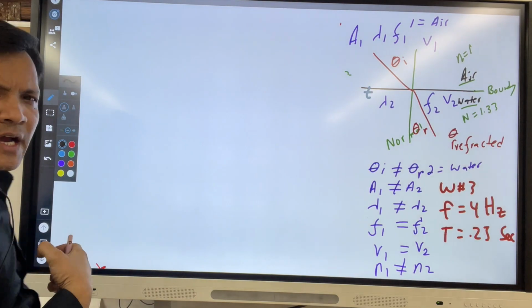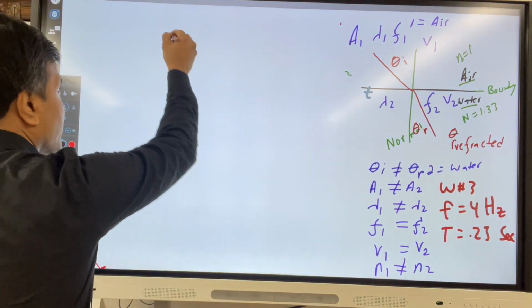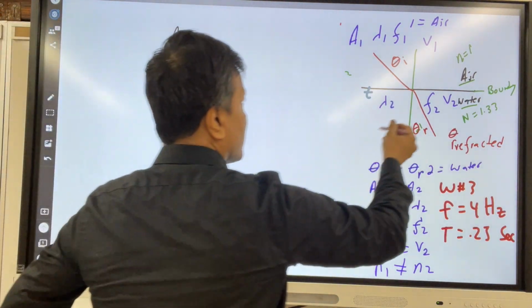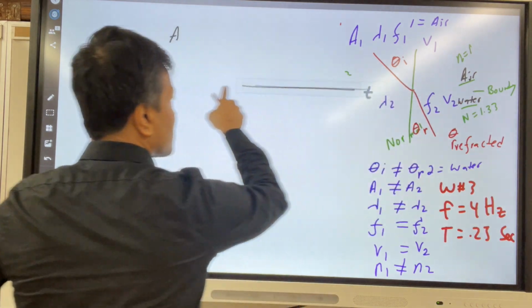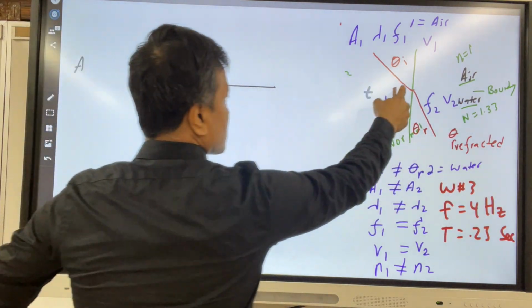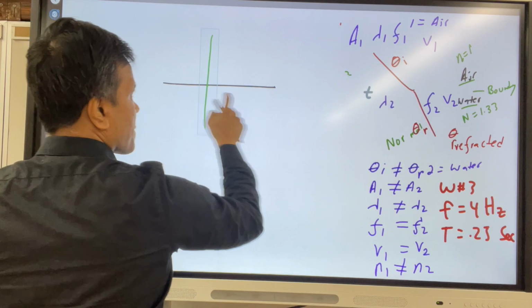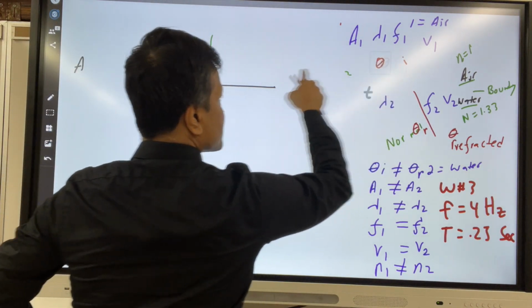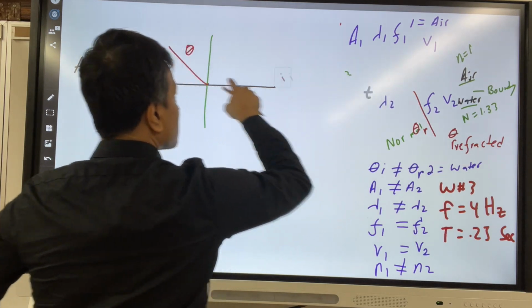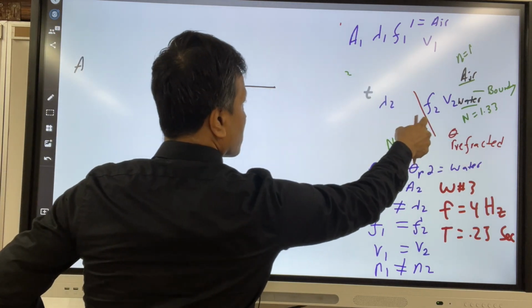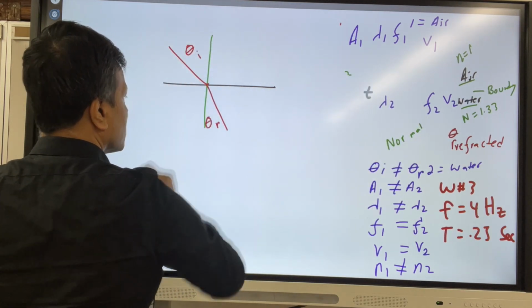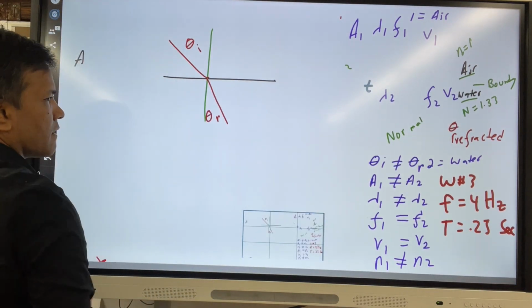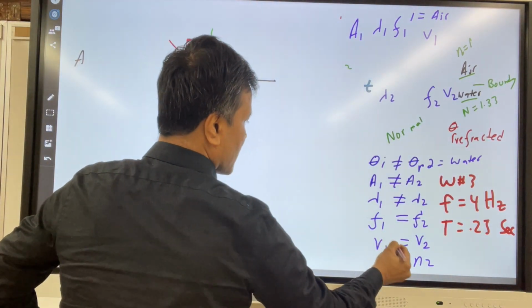So first find the velocity. We have the air. So this is the air. So let's move it over here. The normal, incident, and then refracted. Okay, good. First we're going to find the velocity. This is what we're going to find, velocity.